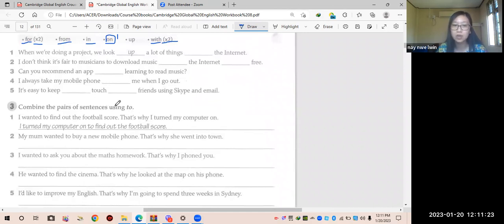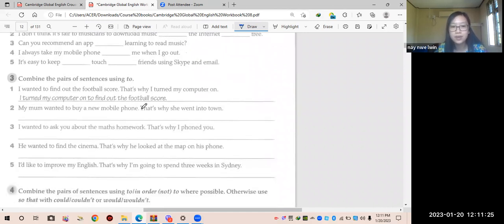Combine the pair of sentences using to. Okay, so there are two sentences for each of the statements, right? So you just have to combine the two sentences into one sentence by using to. So for example, I wanted to find out the football score. That is why I turned my computer on. So we can combine the two sentences. The first one is the action, and the second one has to be the purpose for doing that action. So I turned my computer on to find out the football score. So that is the purpose, right? And that is the action. So we have to combine the two sentences by using to. So we'll do 2 up to 5, and after that we'll check the answers together again.